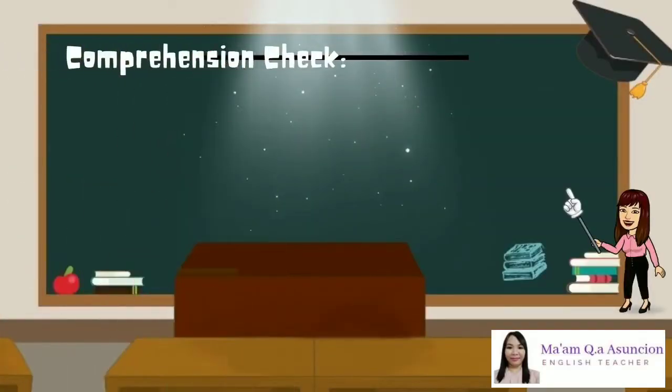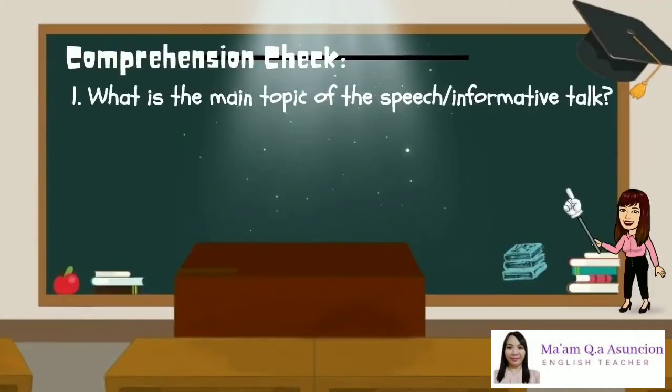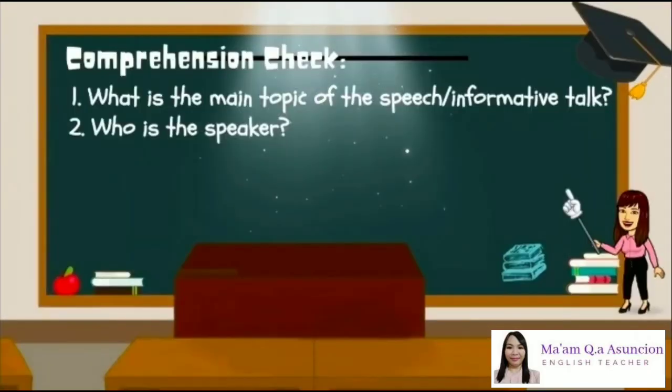Now let's have a comprehension check. Number 1. What is the main topic of the speech or informative talk? Answer: the main topic of the speech or informative talk is cyberbullying. Number 2. Who is the speaker? Answer: the speaker is Mary Ann G., a student from Orlando, Florida.